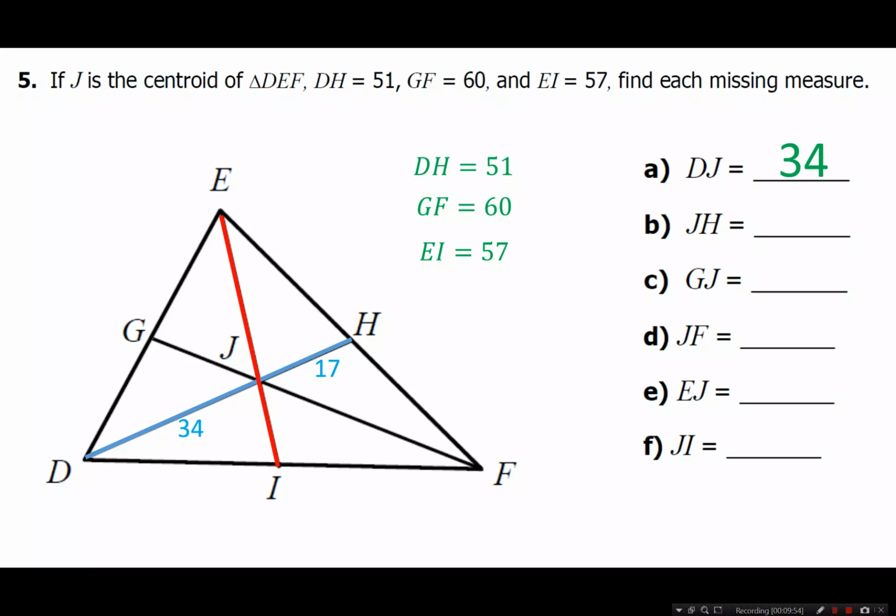B wants us to find JH, which we already found, so we just put that answer in there.